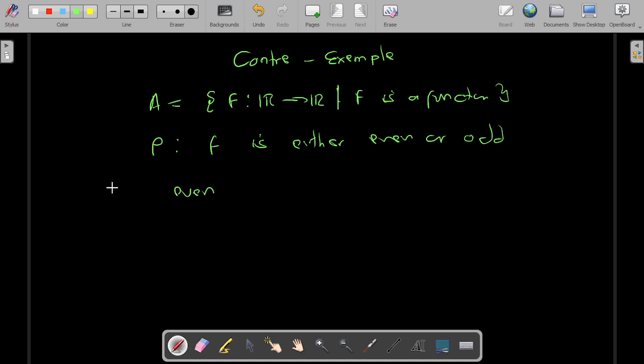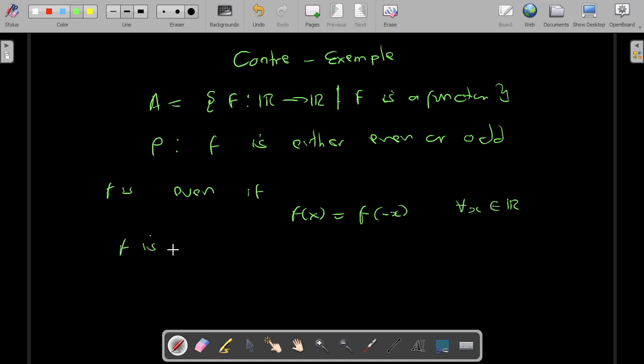So f is even if f of x is equal to f of minus x. Now this is going to be true for all values of x in the set of real numbers, for simplicity here. So f is even if for all x in R, f of x is equal to f of minus x. So we have that.